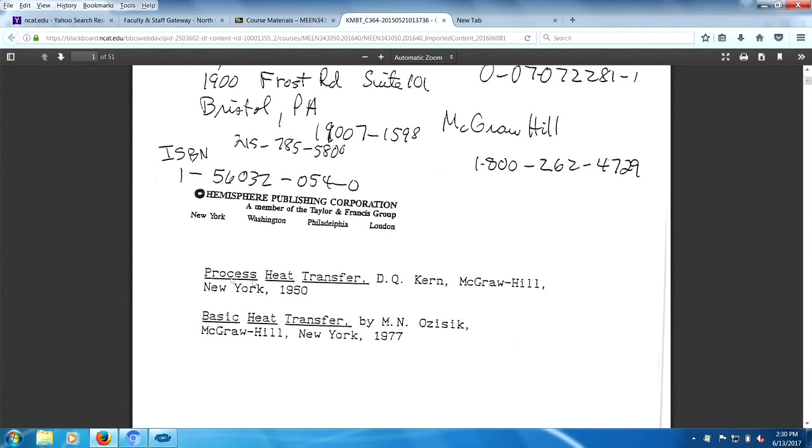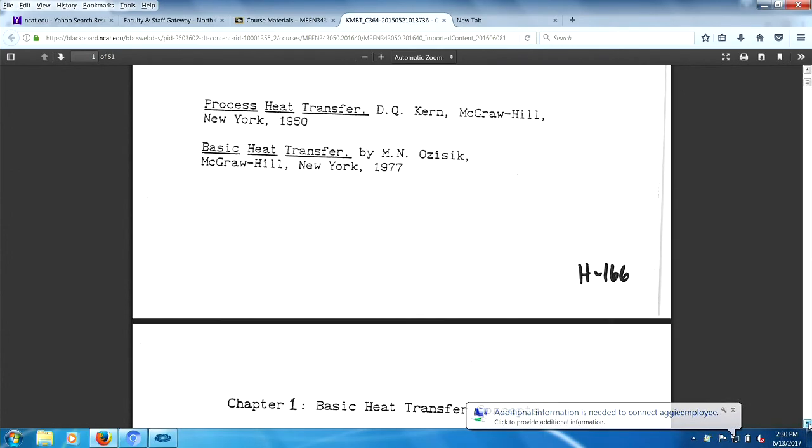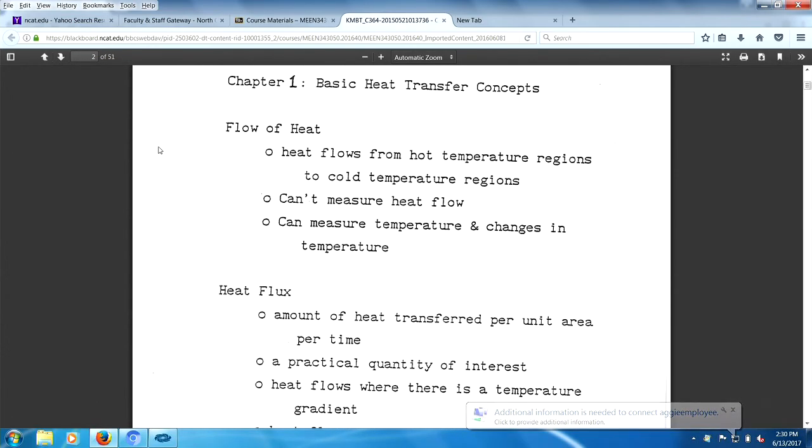Two other books I admire: one is Process Heat Transfer by Kern, and another one is Basic Heat Transfer by Özişik. This book was a very excellent book as well. So I like all four of those books, besides the book you have, I can't help that. So basically, let's take a look. We'll just run through some of these things.